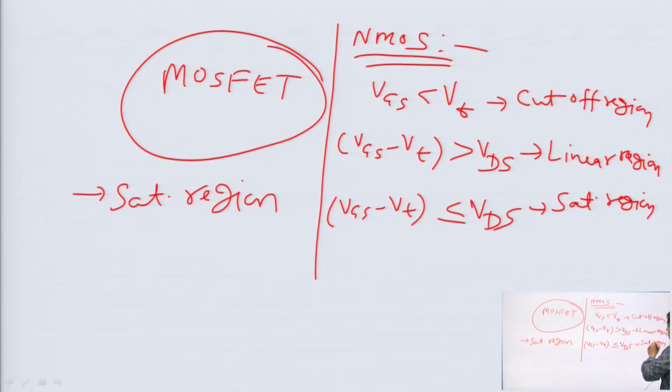We should be very clear about these conditions, only then can we solve the circuit. The region of operation is very important, because the equation for drain current is different in linear region and different in saturation region. So, just observe the circuit and try to find out whether you are able to find VGS minus VT and VDS from the circuit. If you can find them directly, then straightforwardly you can find out in which region the MOSFET is operating.